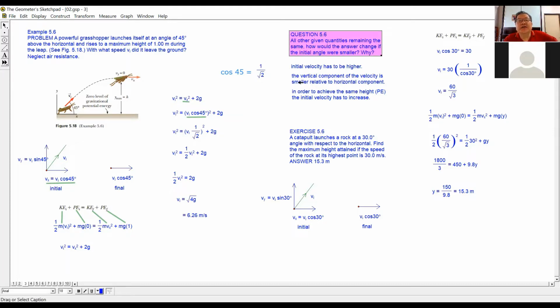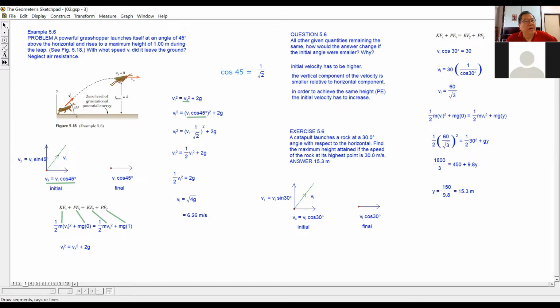Exercise 5.6. All other given quantities remaining the same, how would the answer change if the initial angle was smaller? All other given quantities remain the same. I don't care about the mass and so on. I just want to know about this vertical height. How would the answer change if the initial angle was smaller?